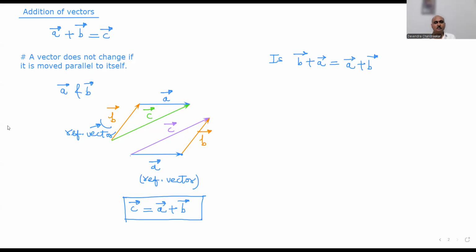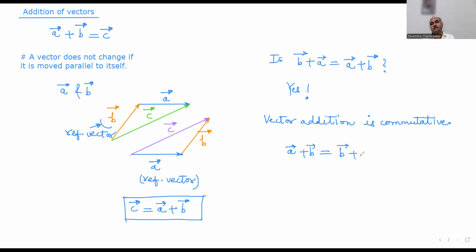So the answer to this question is yes. A plus B is equal to vector B plus A. So we say that vector addition is commutative. I hope you understand what commutative means: A vector plus B vector is B vector plus A vector. Any doubts in this? Any challenges in this? Please ask.